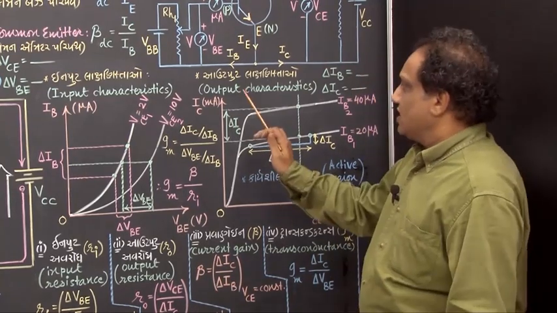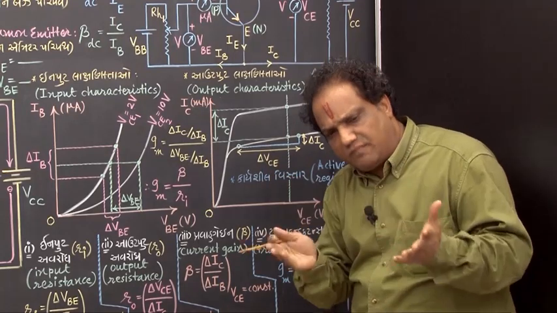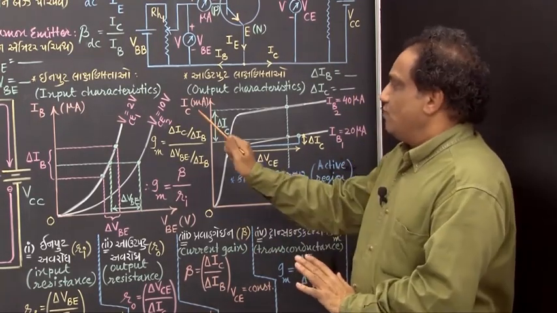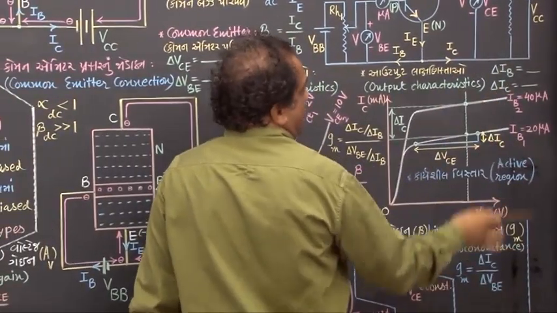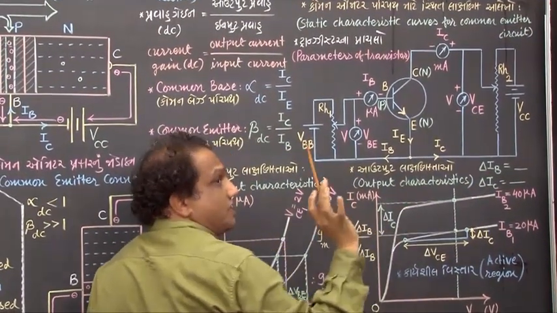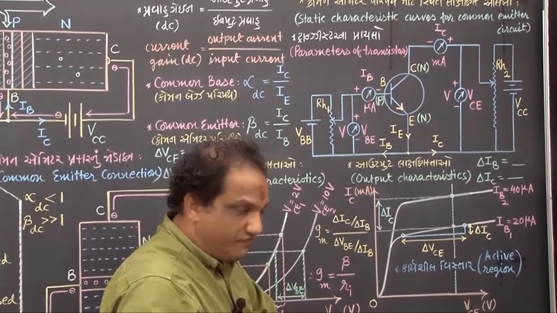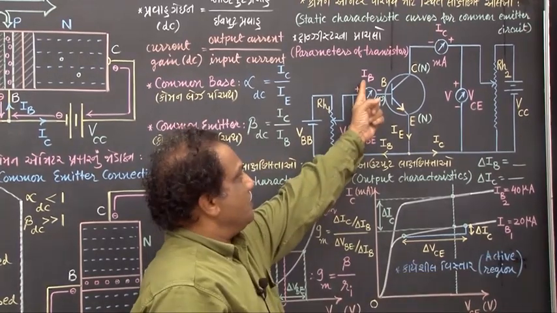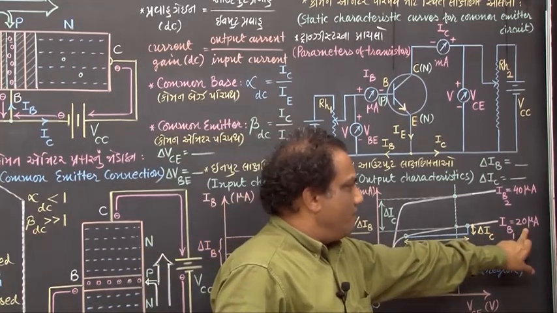Fine. Now let us go for output characteristics. Output characteristics are nothing but graphs of current versus voltage in the output. In the output, what is the current? IC. In the output, what is the voltage? VCE. So graphs of IC versus VCE are called output characteristic curves. But those curves are to be plotted for some fixed constant value of input current, that is IB, base current. Base current is input current. Suppose I want to keep base current constant equal to 20 microampere.